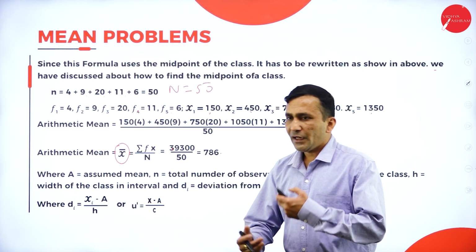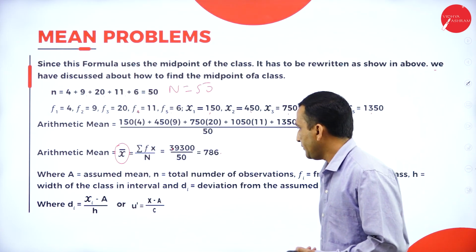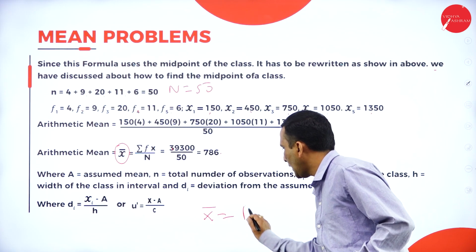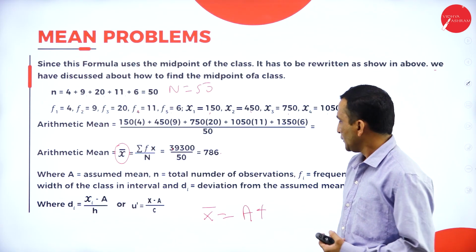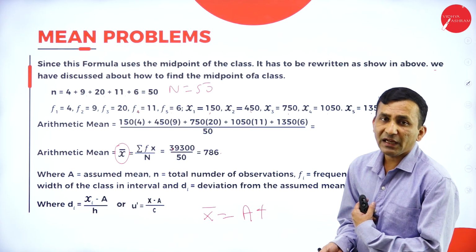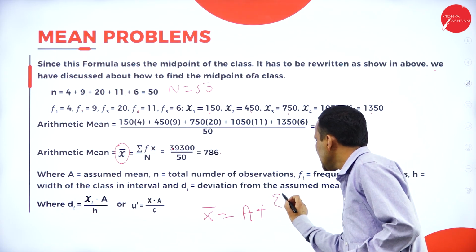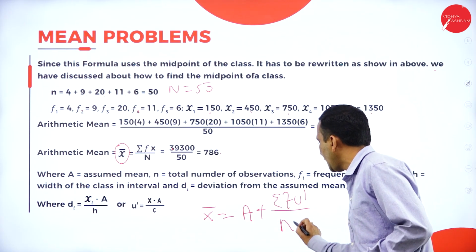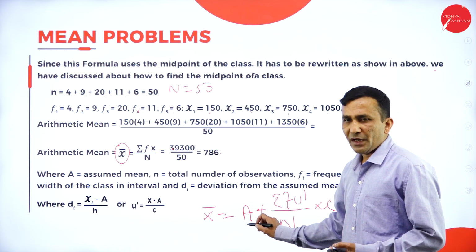Okay, now we are going to solve using the step deviation method. The step deviation formula I will write here: X bar is equal to A plus sigma fu dash divided by capital N, into C. Here A means assumed mean. From the X series we can assume any value as the assumed mean.